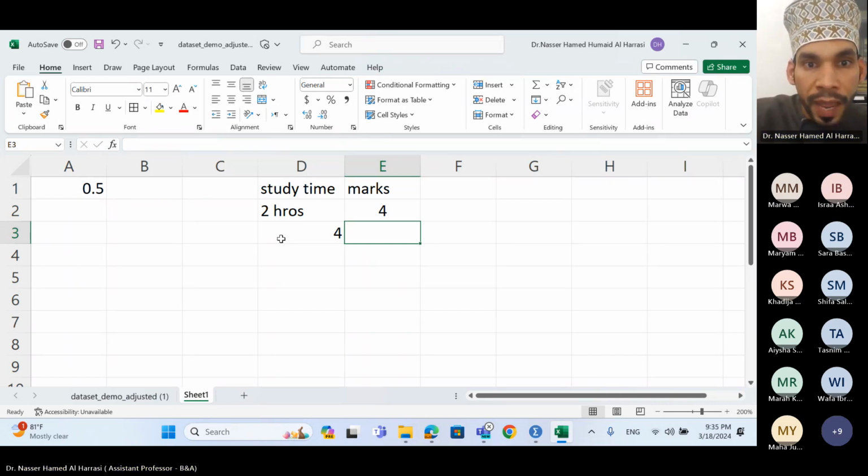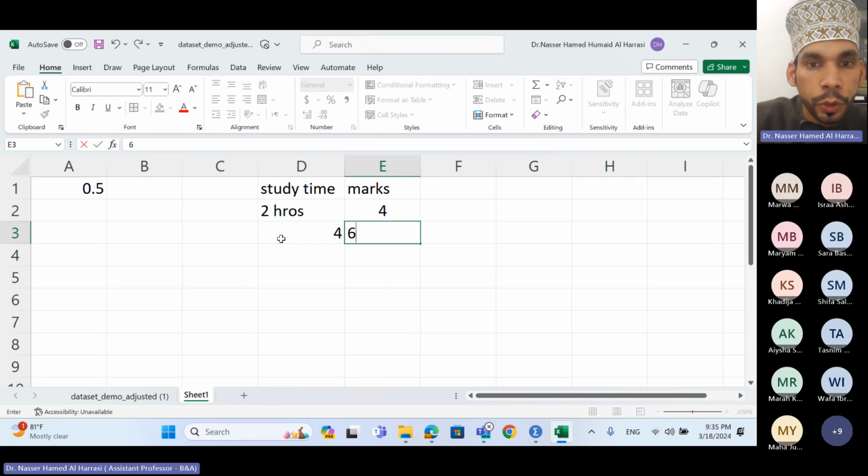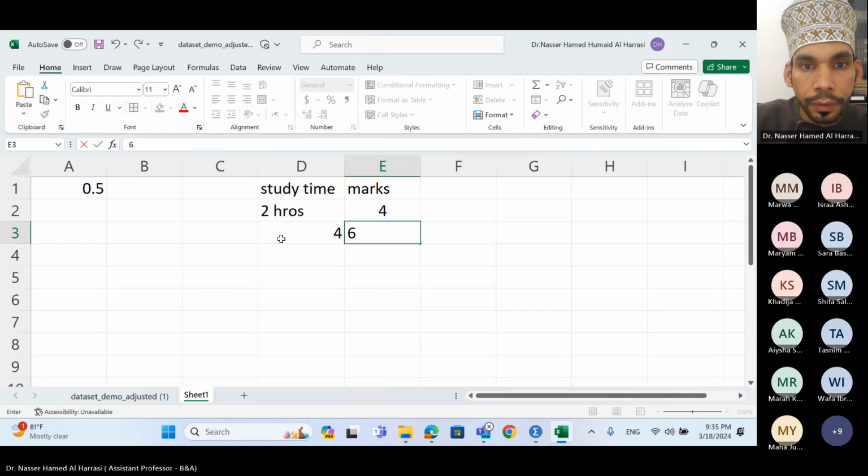Now see, if 2 hours of study gives 4, if 4 hours, normally I have to get 8. Am I right? Normally I have to get 8 because it is divided. But here they are saying it is 50%. So what is the increment in marks? It will be 4. But I'm not going to get 4. I'm going to get only 50% of the 4. That means I'm going to get only 2. So 4 plus 2 equals 6.